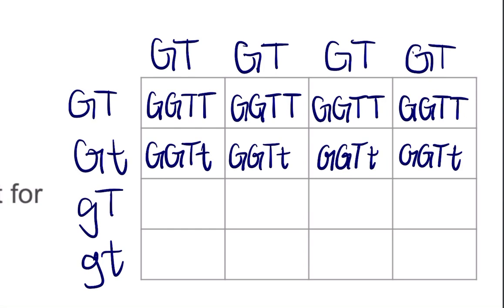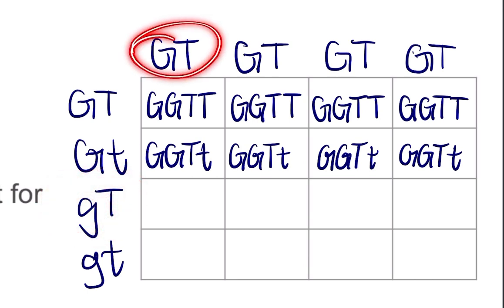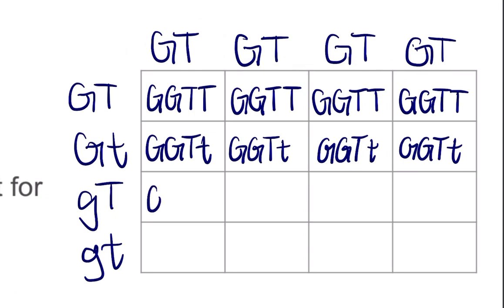Alright, now this one's also going to be different because we've got this little g, but a big T, but we're still using these all the way across, so it's going to look something like this. Big G, big T, big T. Same all the way across.